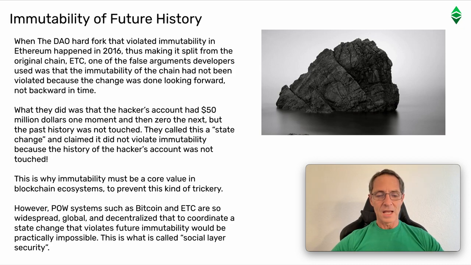However, Proof of Work systems such as Bitcoin and ETC are so widespread, global, and decentralized that to coordinate a state change that violates future immutability would be practically impossible. This is what is called social layer security.